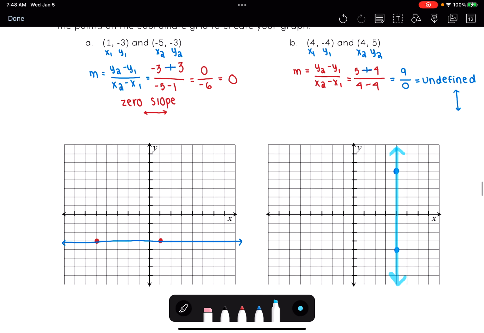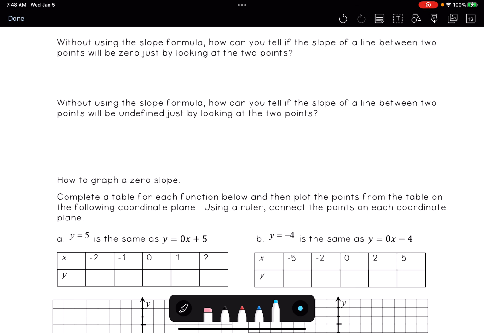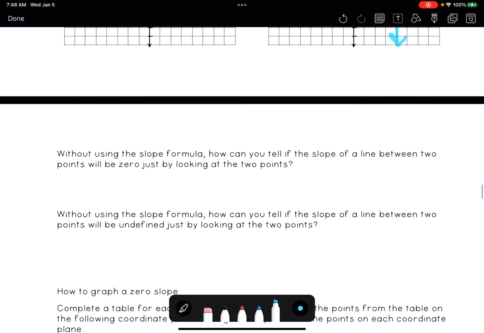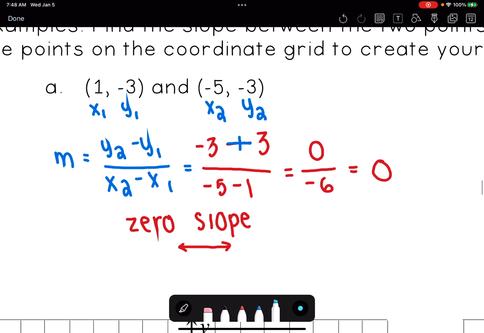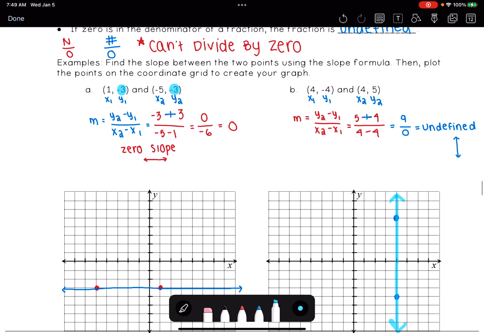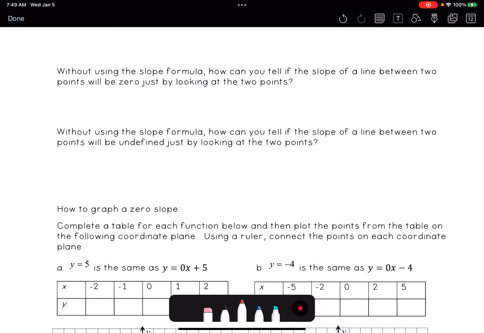Okay, so without using the slope formula, you can tell if the slope of a line between 2 points will be 0 just by looking at the 2 points. So notice we had the same y value. If you have the same y value, y isn't changing, then we're going to have 0 slope. And remember, we can use a little trick by making this look like 0.